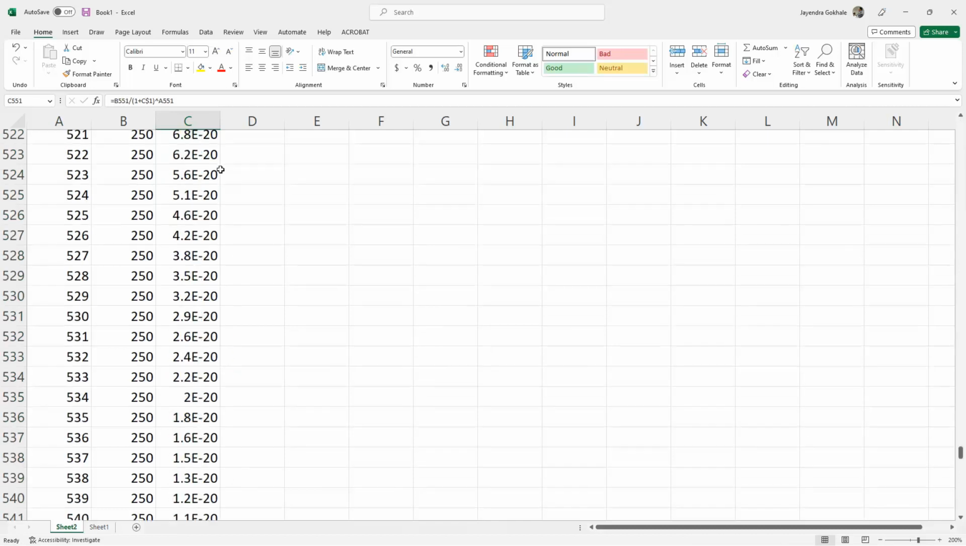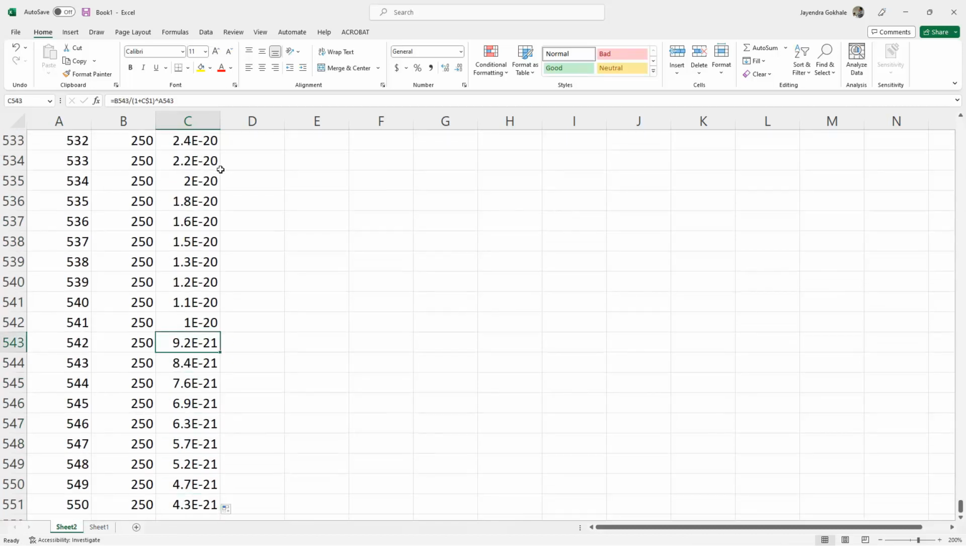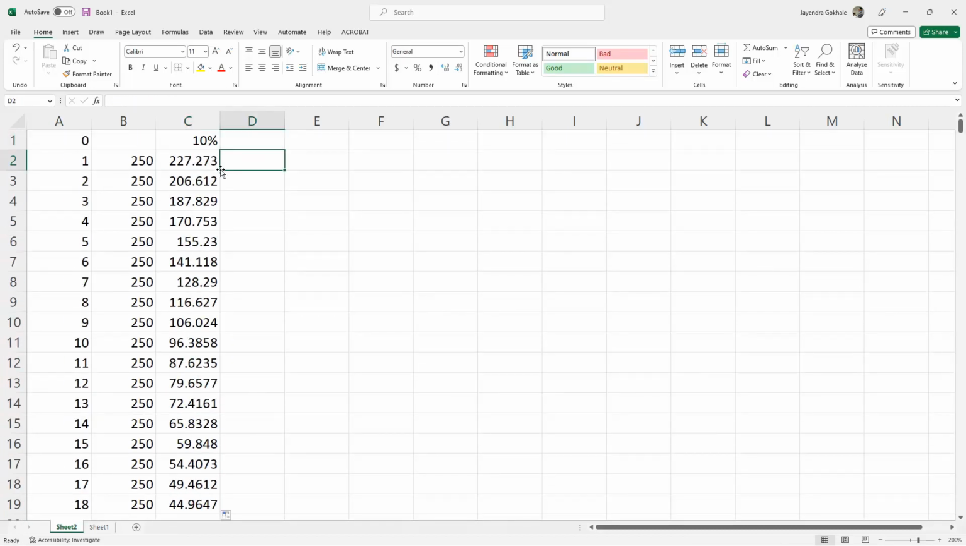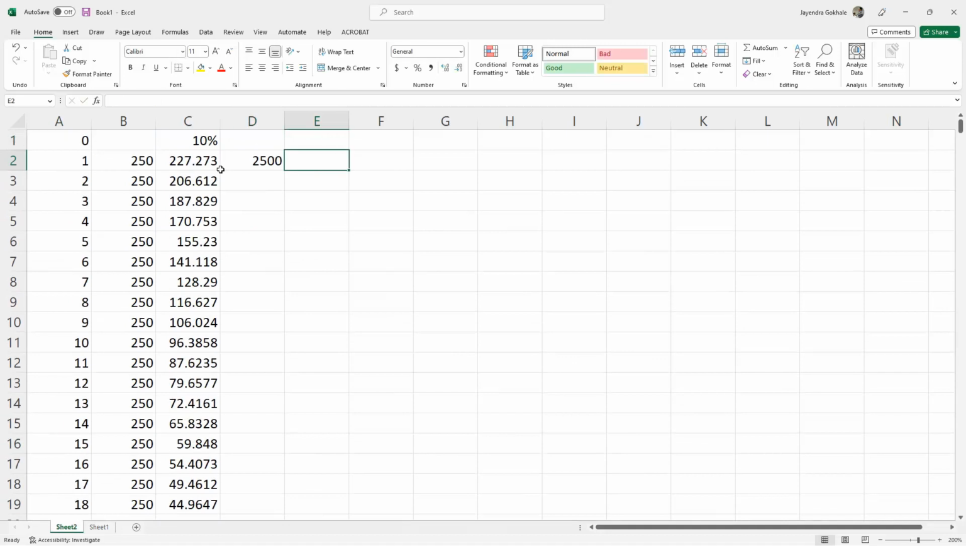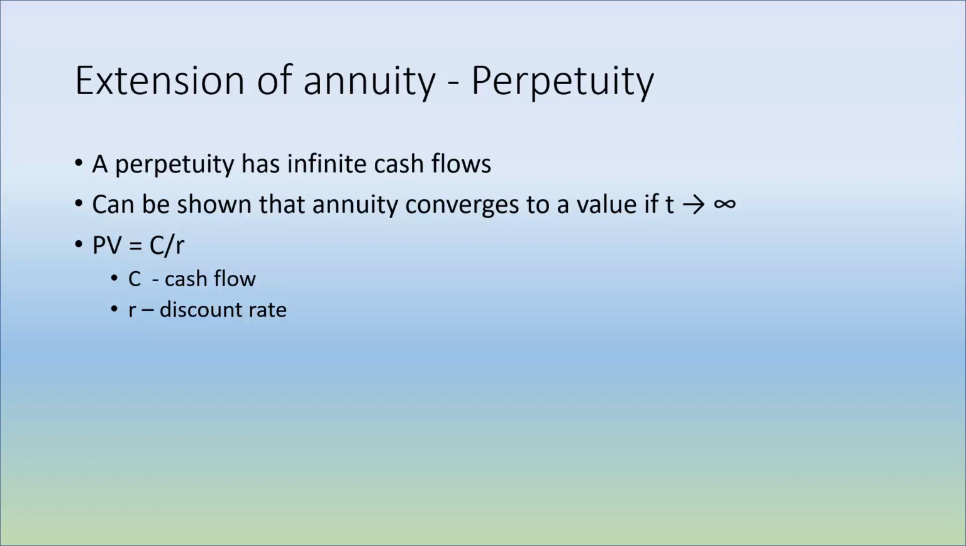As you can see, as we go down, these cash flows become meaningless. So the sum total of all of these is going to be C over R, or the equal cash flow of 250 divided by 10%, or 250 divided by 0.1. Sorry, that is 2,500. So why did we have to do this exercise of calculating the present value of each cash flow? Well, you could have just used the C over R formula, right? That's what we did here.